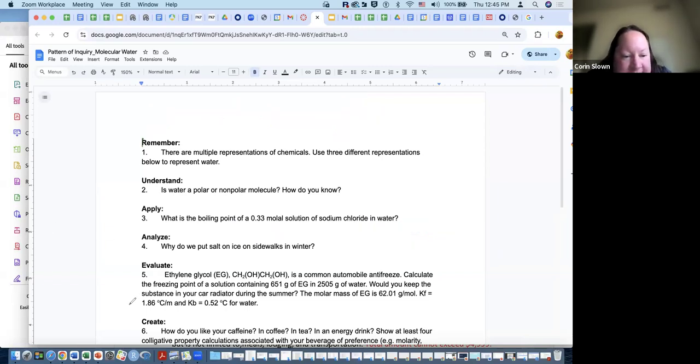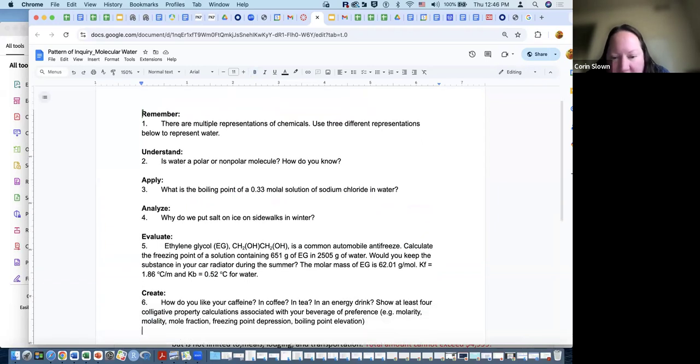So for this one, I want you to choose your favorite beverage, whether that's coffee or tea or an energy drink. And I want you to do at least 4 colligative property calculations associated with your beverage of preference. So a boiling point elevation, a freezing point depression, calculating vapor pressure, and then osmotic pressure.